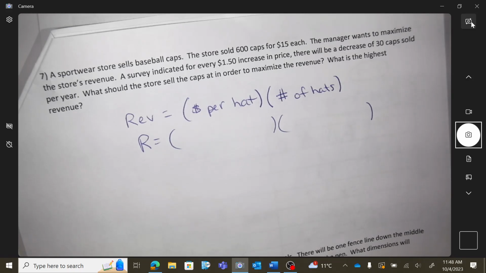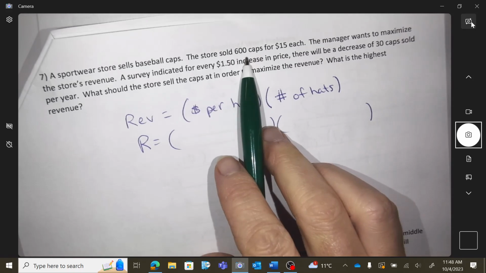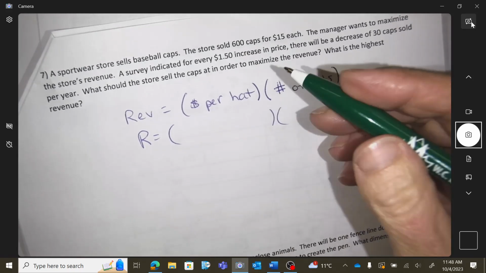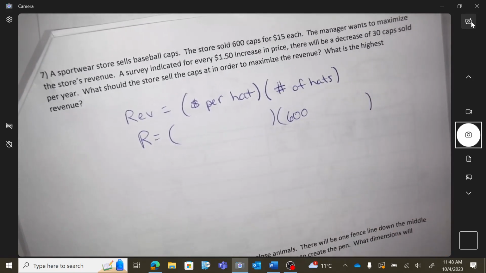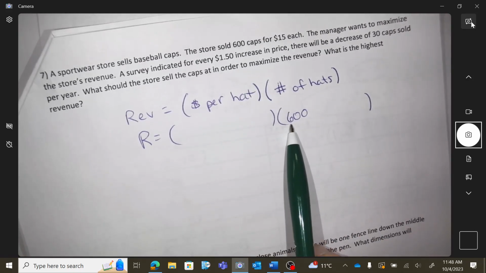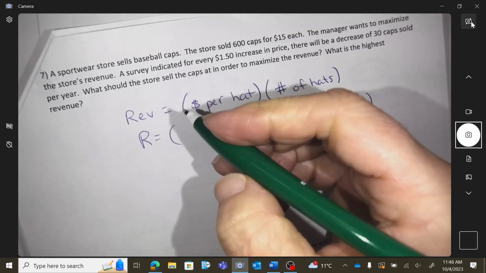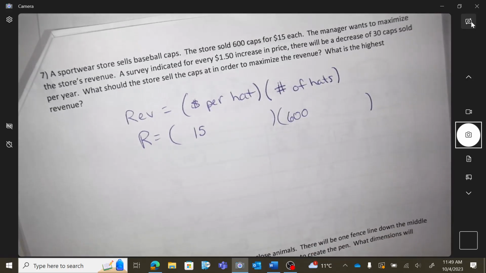Okay, so I'm going to go back and read more of the question now. The store sold 600 caps. So I'm going to put that into the number bracket. They sold 600, and that was when the price was $15.